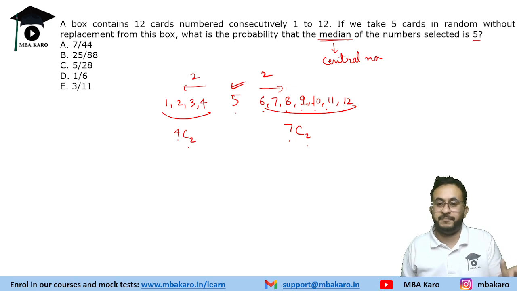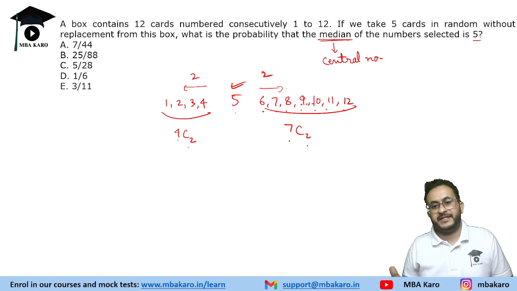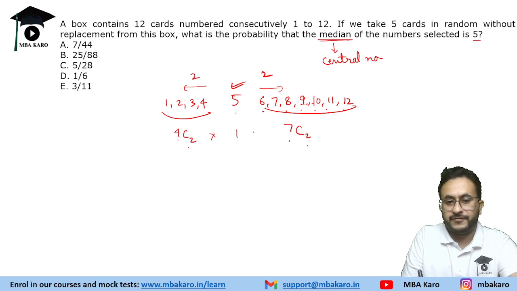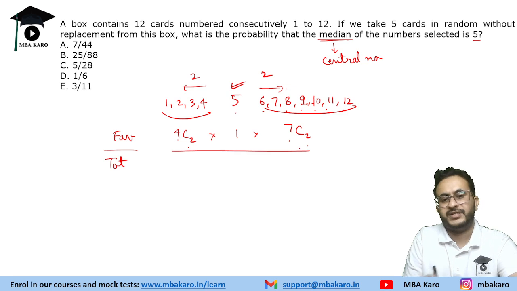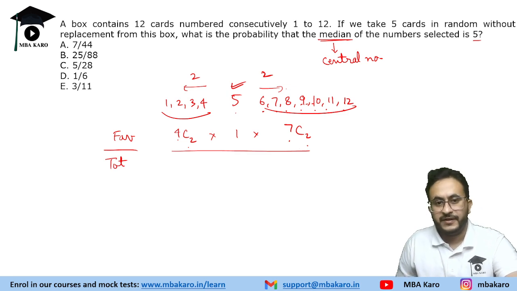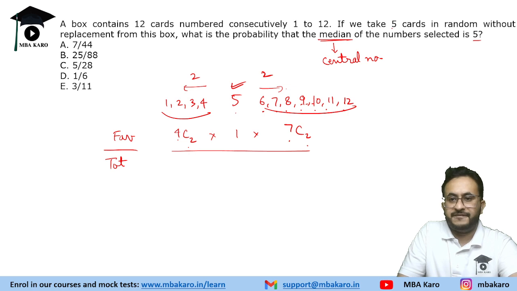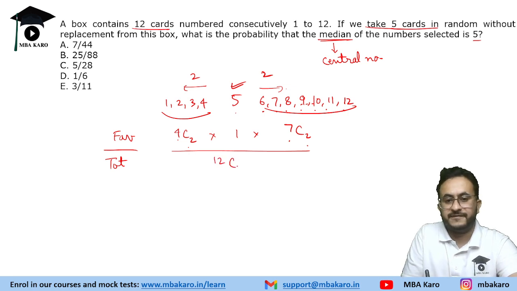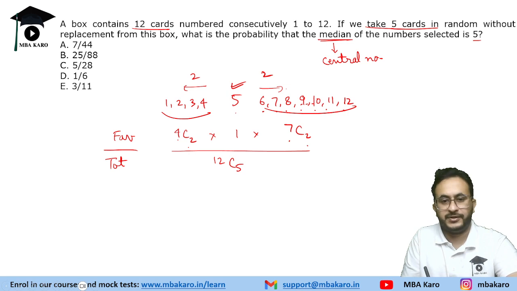If we do not pick 5, we will not get median as 5. Okay, so we picked this. So total ways of selection is this. This is the favorable outcome. And what are the total outcomes? What is the activity that we are doing? We are picking 5 cards. Take 5 cards from 12 cards. So 12C5. Okay, so let's calculate.